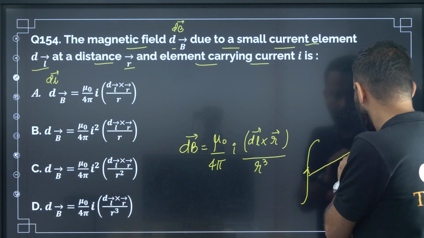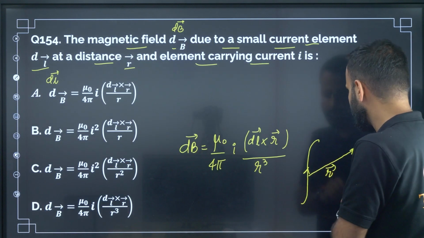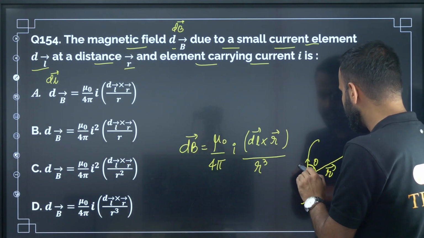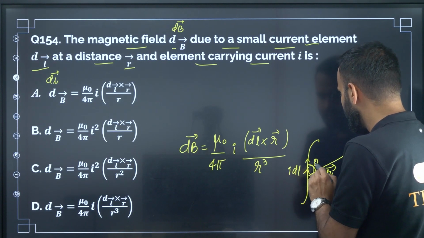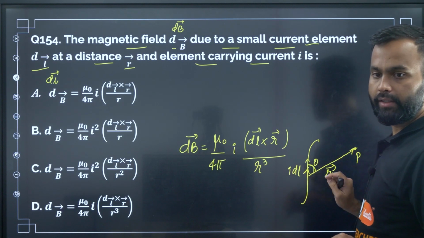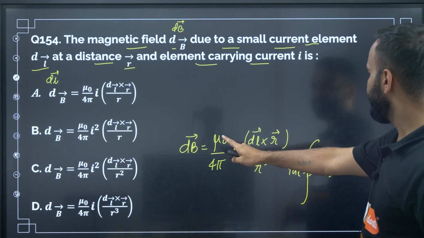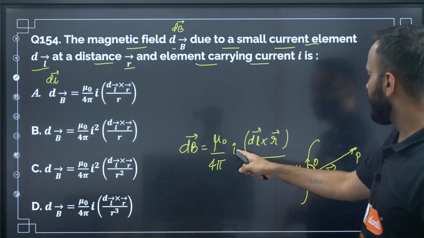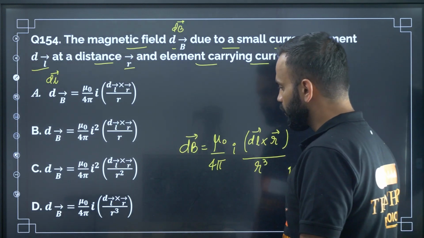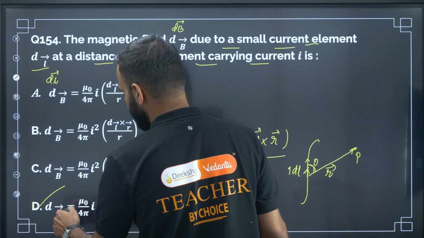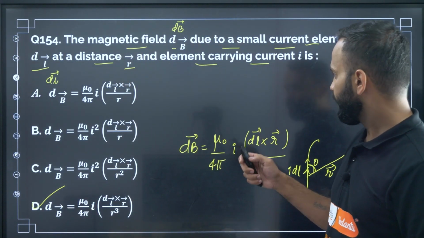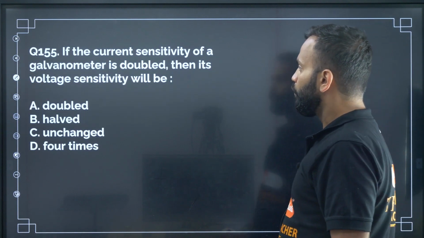The position vector is r vector, and this is the angle theta, which is between the current element and the r vector. So at point P, the magnetic field dB vector is equal to mu naught divided by 4 pi into I into dl vector cross r vector divided by r cube. So the correct option is D. Next question, question number 155.